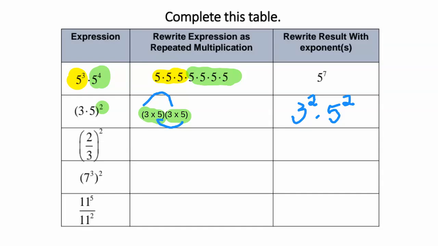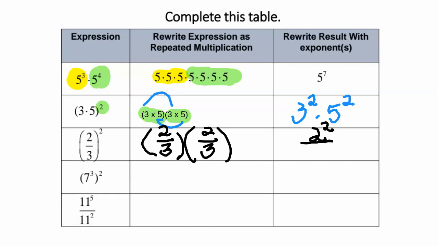Now, the next one is a fraction. Well, this is saying that we have 2/3 times 2/3. When we write it in the third column, the numerator is going to have an exponent of 2, and the denominator is having an exponent of 2.